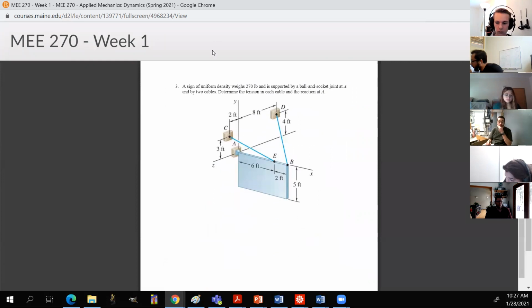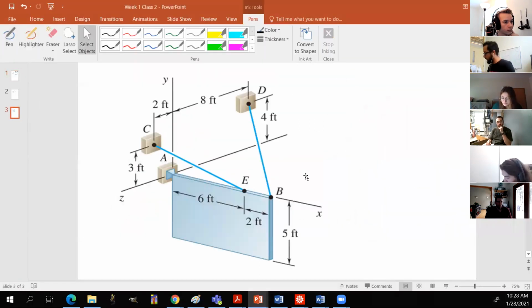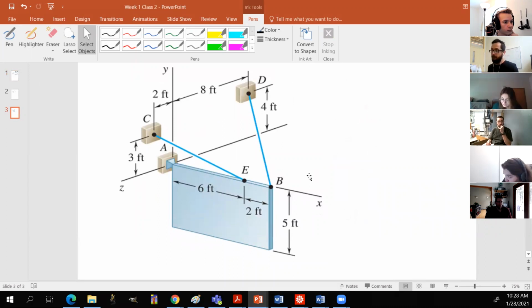So a sign of uniform density weighs 270 pounds. So this guy weighs 270 pounds and is supported by a ball and socket joint at A. So it's free to rotate about there, only reaction forces, no moments, and by 2 cables, right? So you're asked to find the tension in each cable and the reaction at point A. All right. So let's start off by doing what we do best, drawing the free body diagram, right?